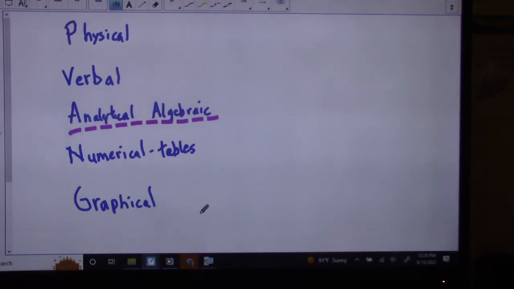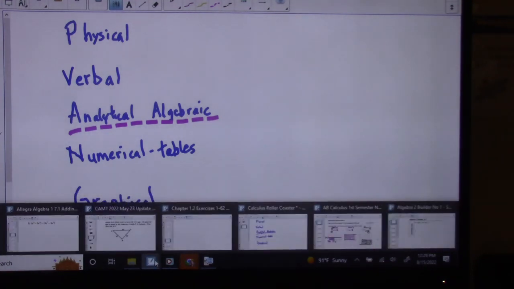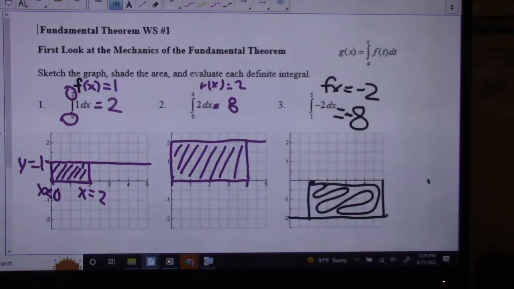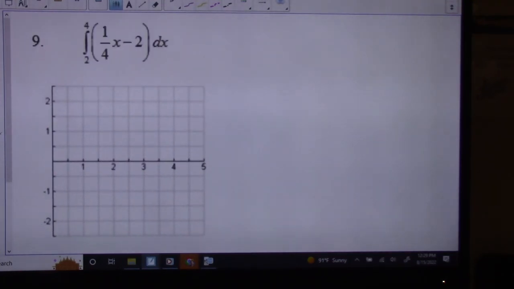Okay, I want you to go to your packet. How much time do we have left? 5 minutes. I want you to go to your packet. We're going to just get started on this, and where it's going to be is right here. That's why I want you to get the calculator. In fact, we just may finish up on this tomorrow.